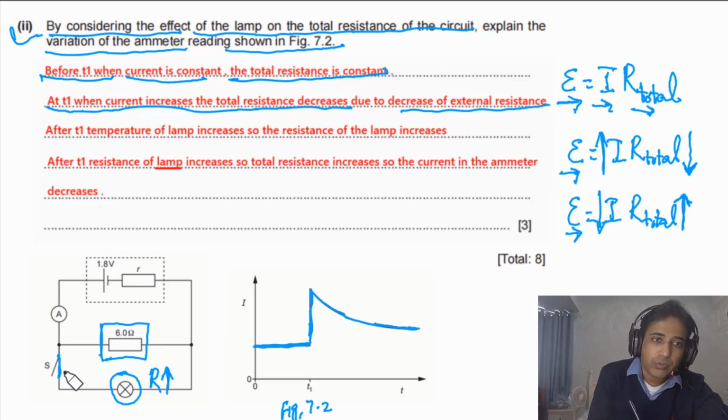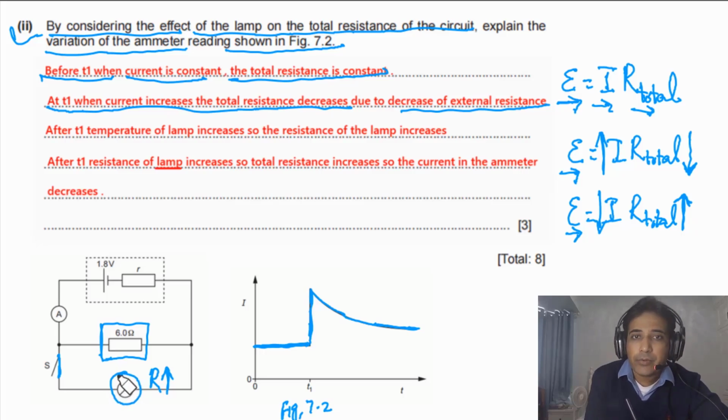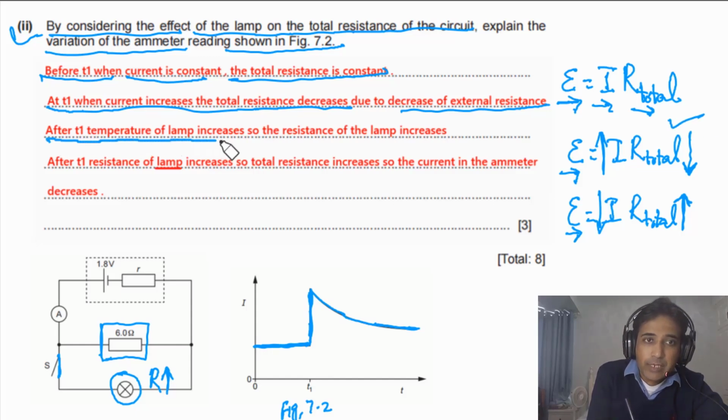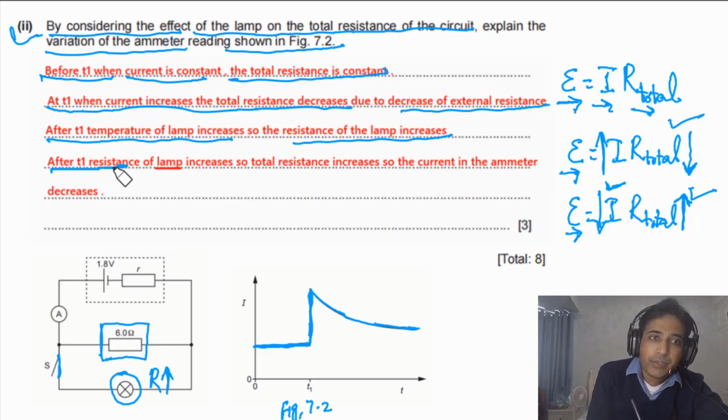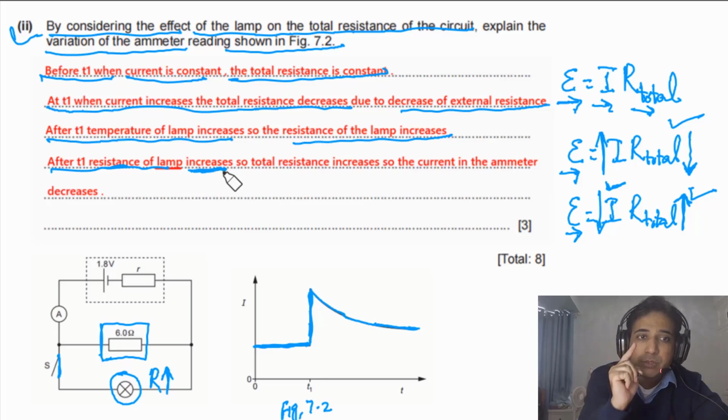And at T1, when current increases, the total resistance decreases due to decrease of external resistance. When we close this switch, total resistance decreases because this component is connected in parallel. So this is what is shown here. We have discussed this point here. After T1, temperature of lamp increases, so the resistance of lamp increases. As current is decreasing, it means resistance of the lamp is increasing because this resistance is fixed.